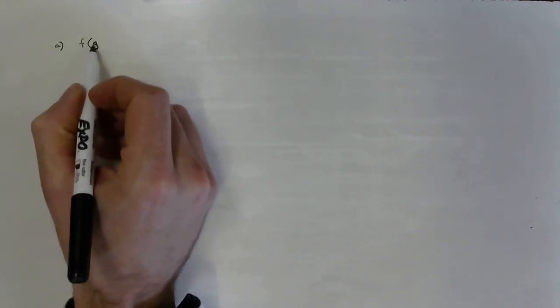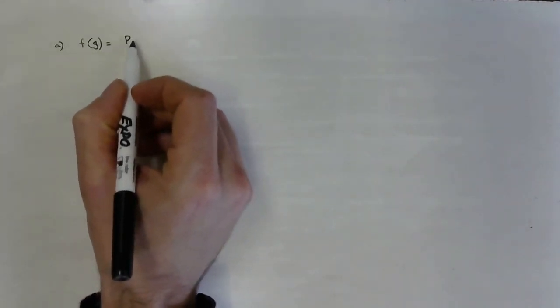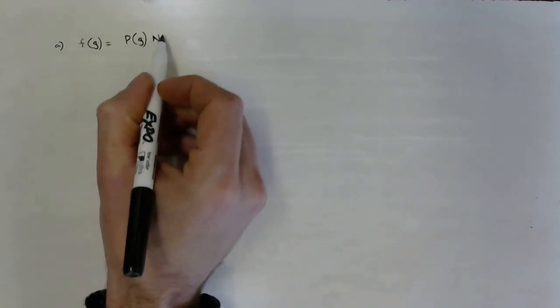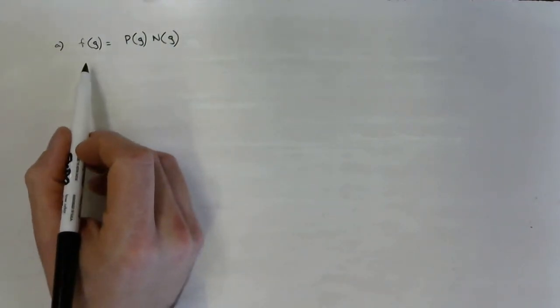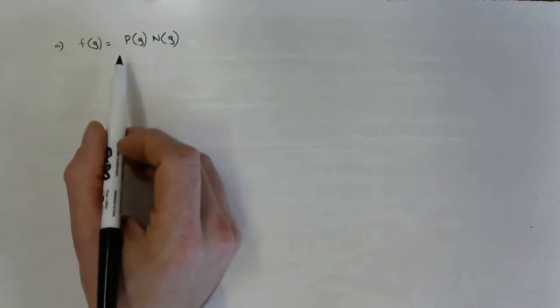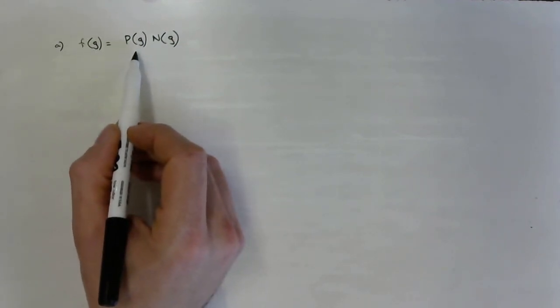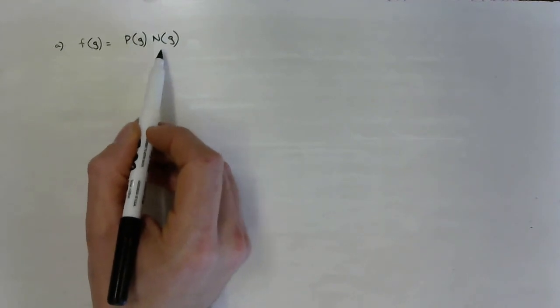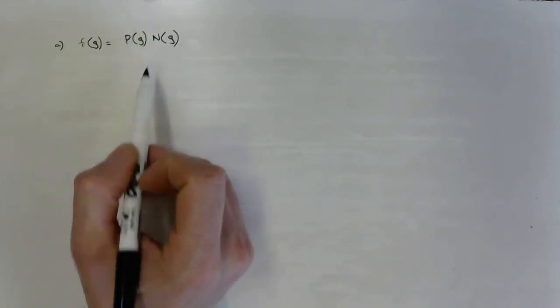So what we're going to do is develop an algebraic and graphical model for f of g, which is being given as p of g times n of g. So that's the price. You can actually, let's write it down and we'll talk about what it means. So in A, we have f of g equals p of g times n of g. So this new function is the product of two functions, and it's the price per ticket, ticket price, times the number of people in attendance.